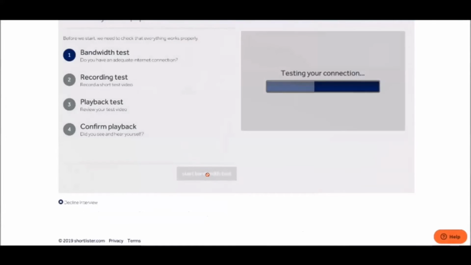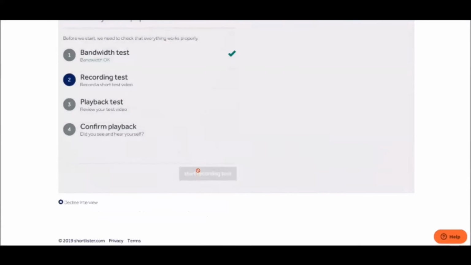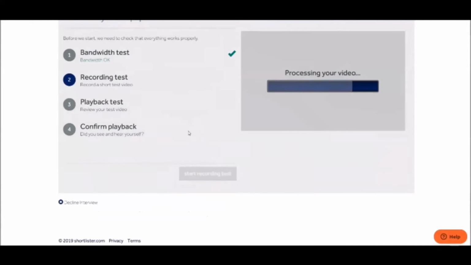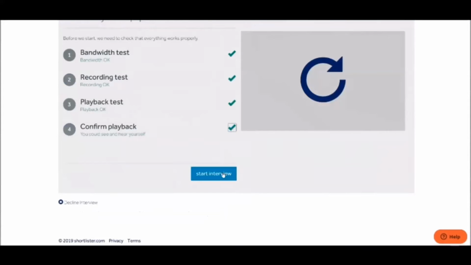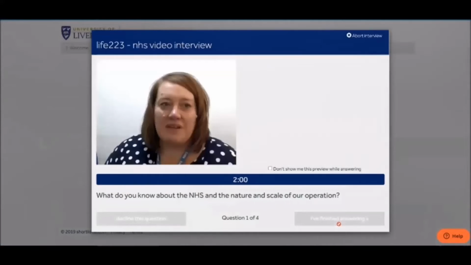So once they've heard the introduction, they go through some individual steps just to check their sound, their recording, and bandwidth, and then the employer moved on to asking the first question.